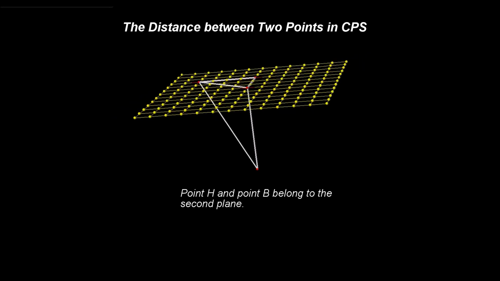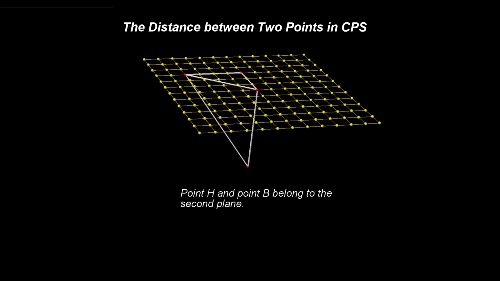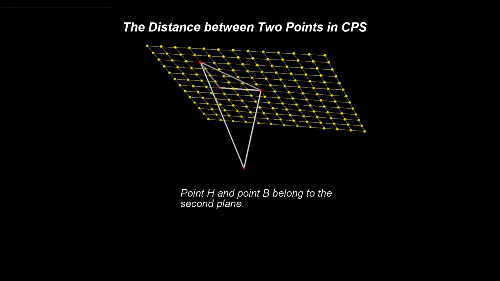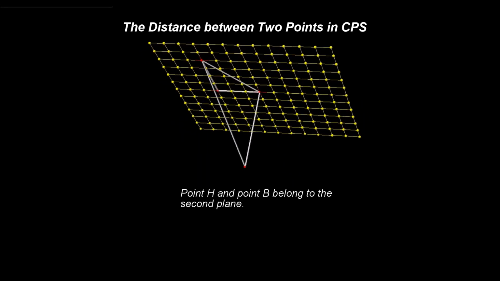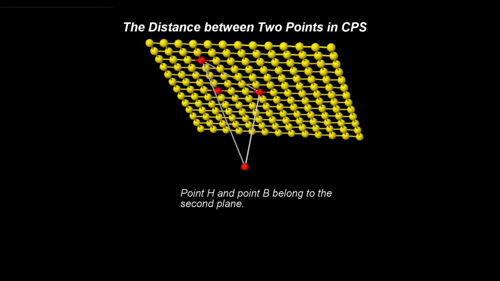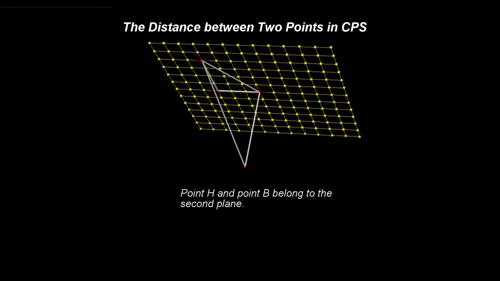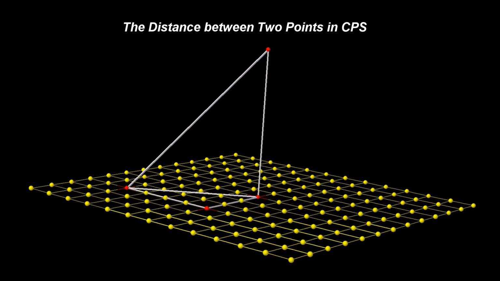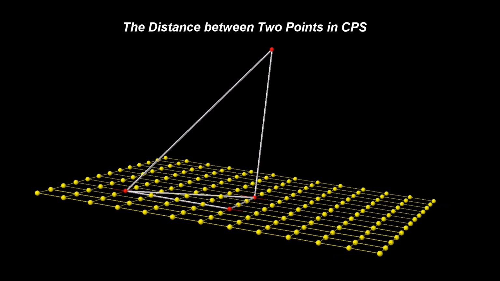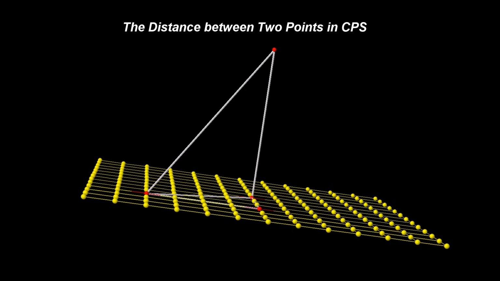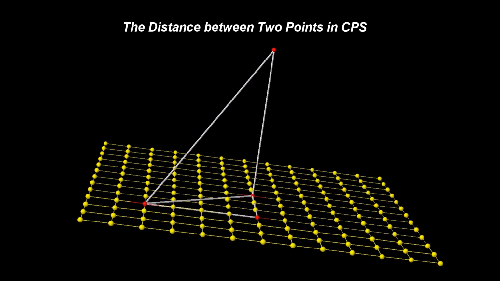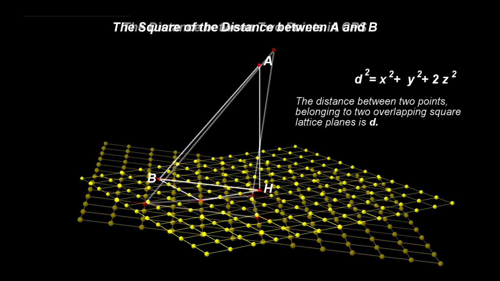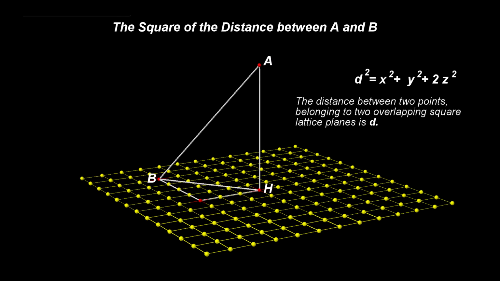Point H and point B belong to the second plane. The distance from H to B can be expressed as HB is equal with square root of x square plus y square. Now, the distance from point A to point B can be expressed by the following general expression. AB is equal with square root of x square plus y square plus 2 multiplied by z square.